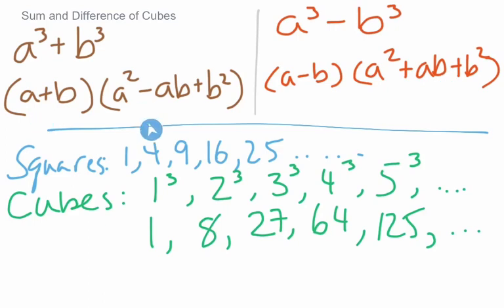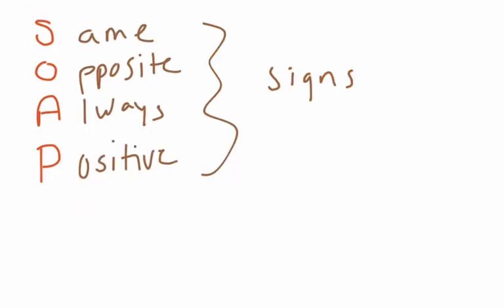So same, opposite, always positive. I will give you partial credit if you can get that much. Same, opposite, always positive. Now, the SOAP, that's the SOAP part. And then the sandwich part is this.